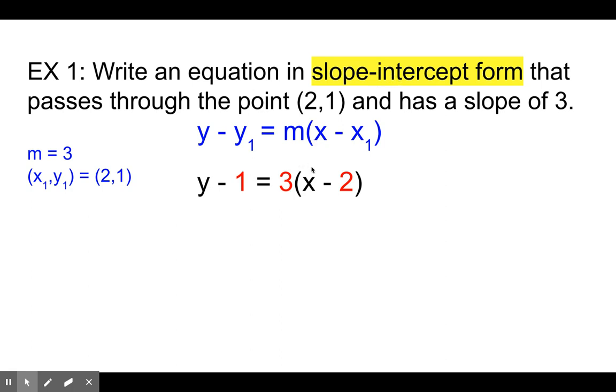So we're first going to distribute this 3. Remember that distribute means to multiply. So I'm going to multiply 3 times x and get 3x. And then 3 times negative 2 gives me negative 6.